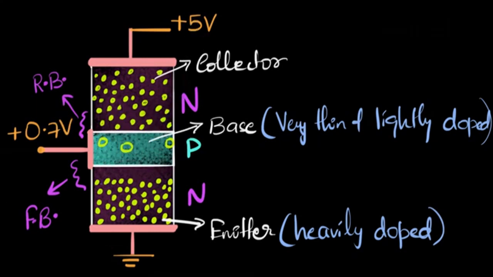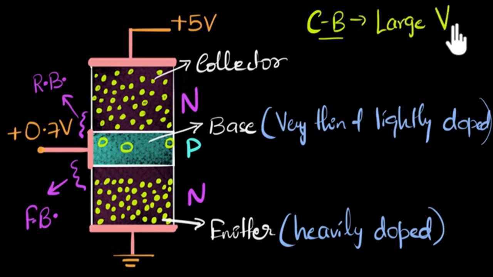Let's just quickly write that down. We need the collector base junction, the CB junction, to have a large reverse breakdown voltage. We usually call that VR. So how do we achieve that? Now here's a simple way to think about it without getting into too much detail. The lesser you dope this region, because this region is already very lightly doped, the larger the breakdown voltage.